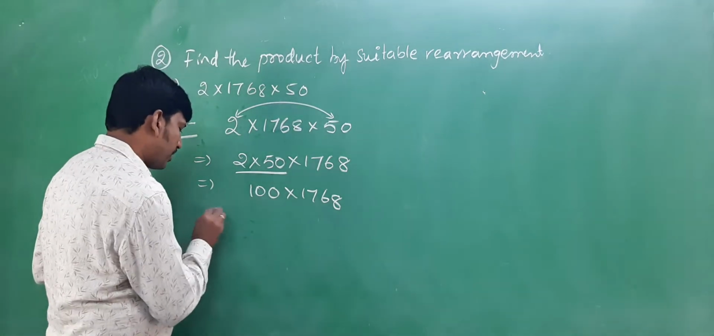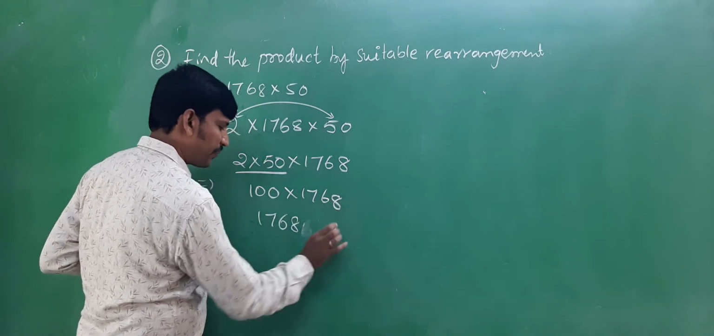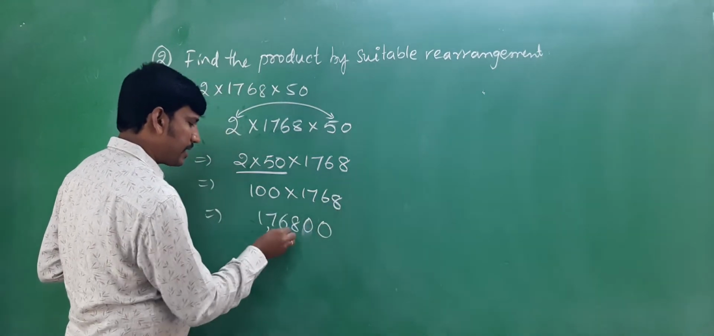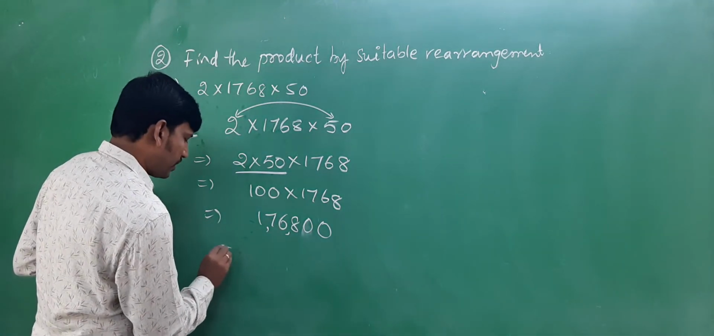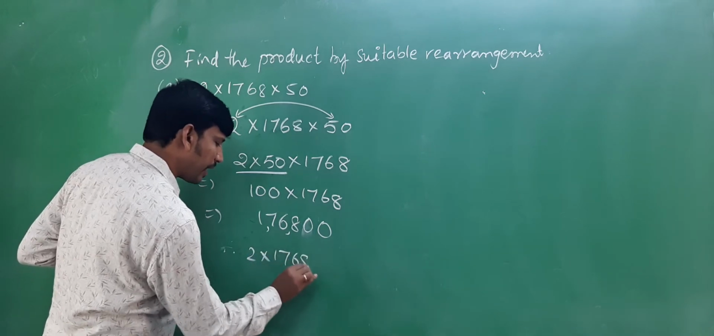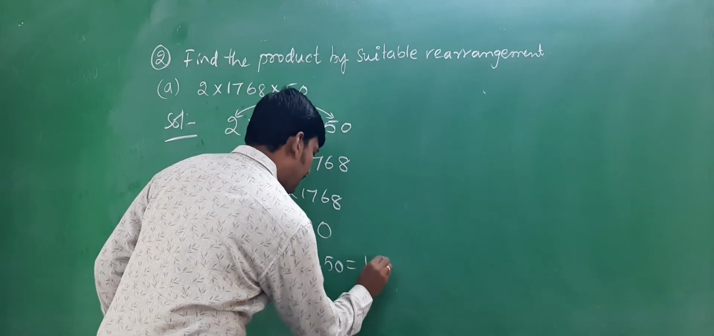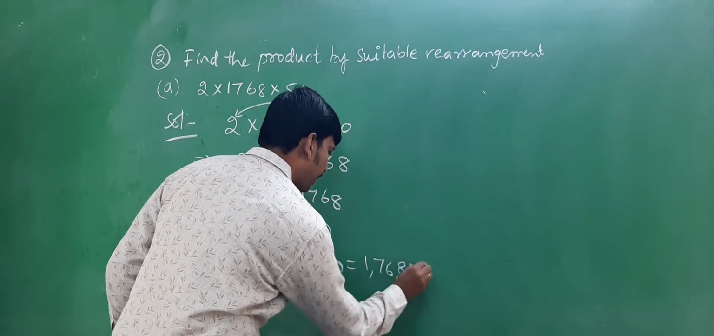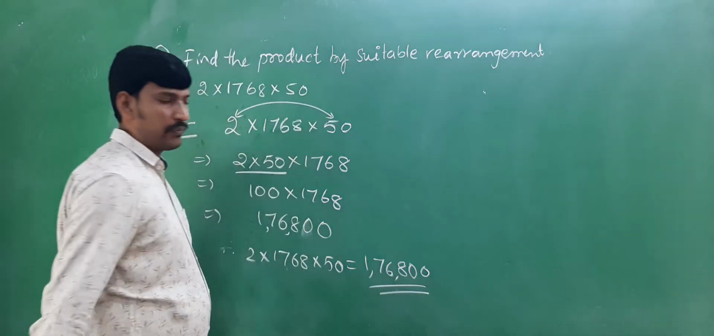So the answer will become 1,76,800. How easily we got the solution. Therefore 2 into 1768 into 50 is equal to 1,76,800. Is this clear, children? This is the solution.